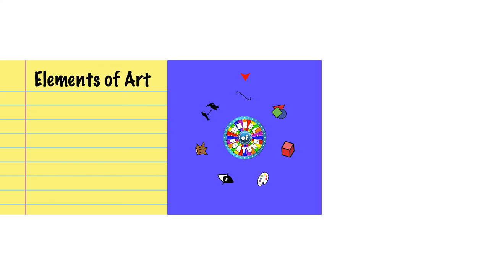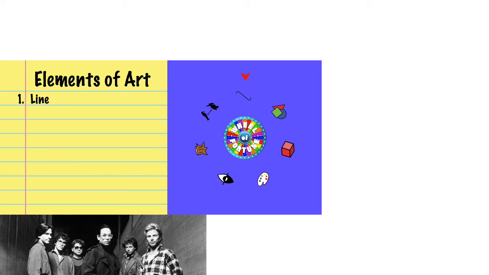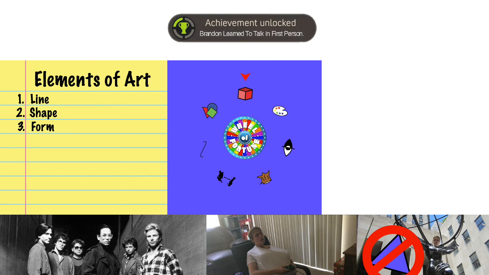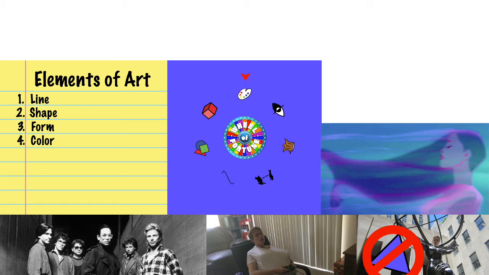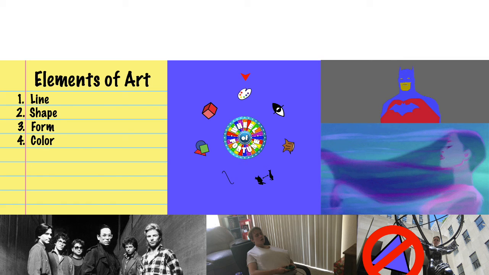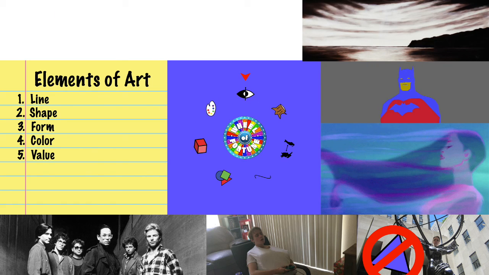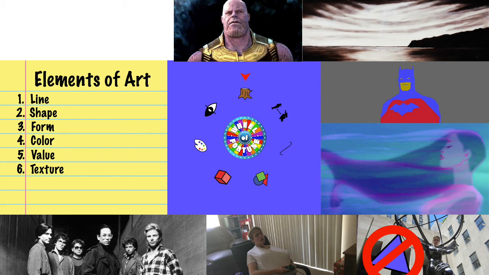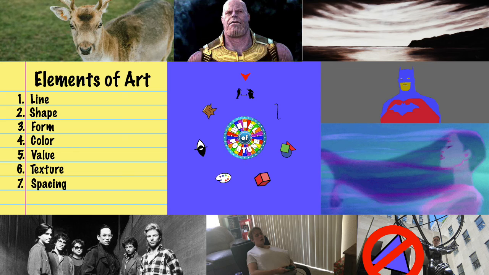To give a quick recap, just remember that Toto taught us to hold the line. Brandon needs to get into shape, but it would be more accurate to say that I need to get into form because I am not a shape. We need to paint with all the colors of the wind. Batman is worthless, but this has value. Gee, Thanos' chin has a surprising amount of texture. When coming across an angry deer, give him some space.